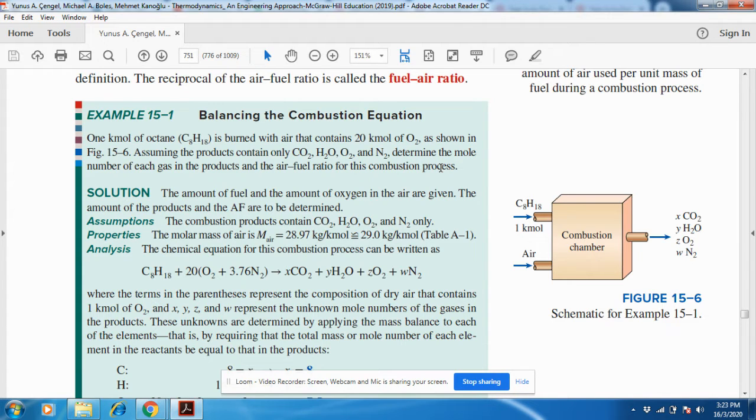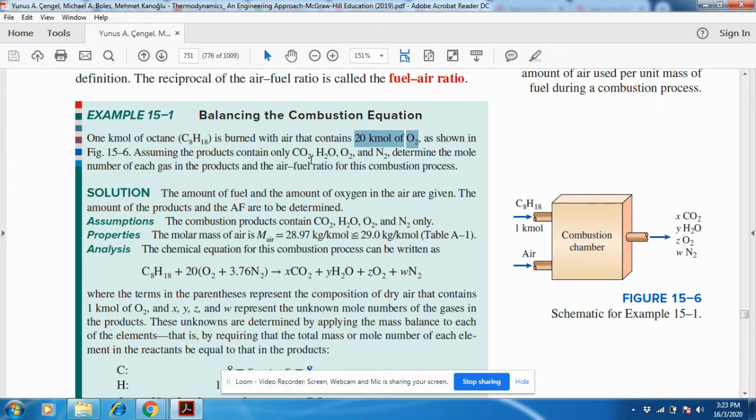So in this case, we are having this information. Fuel is octane, and we are using 1 kilomole of this fuel. Oxygen is being drawn from air, and we are using 20 kilomoles of oxygen. Remember, this is 20 kilomoles of oxygen, not 20 kilomoles of air. Every single kilomole of oxygen which is coming from air requires 4.76 kilomoles supply of air.